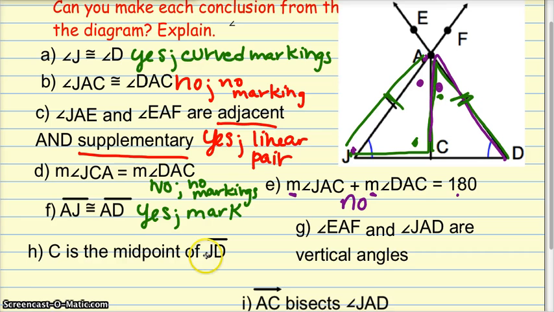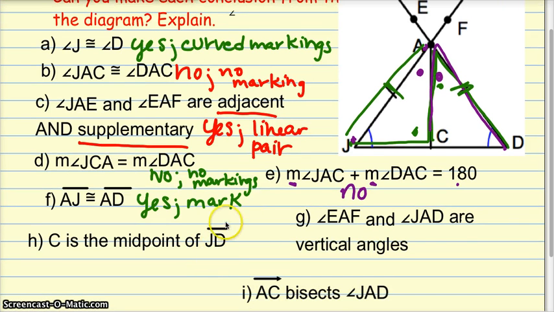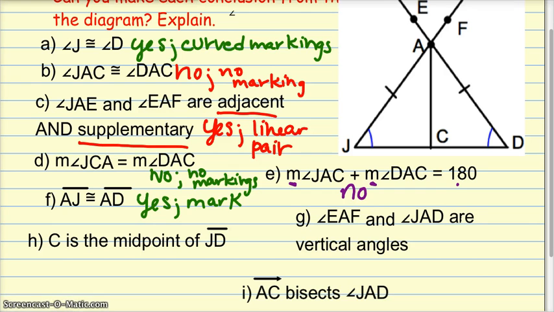We'll just go down here to letter H. It says, is C the midpoint of JD? So JD is that segment along the bottom, and C is a point on that segment. So looking here, the idea of a midpoint is that it is exactly halfway, meaning that that distance is the same as that distance. There's no measurements and there's no markings. So C might be in the middle. I just can't tell by looking at the diagram. So can I make this assumption? No, because there's no markings. If you look back up at the list that you have in your page, midpoint is under that column heading where you need to have words or markings.